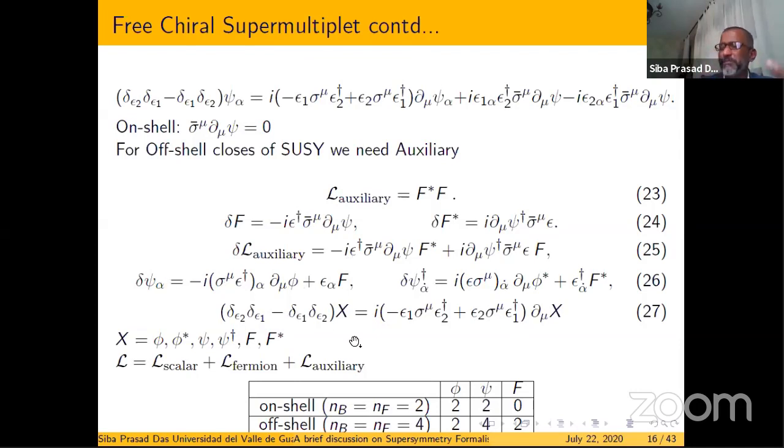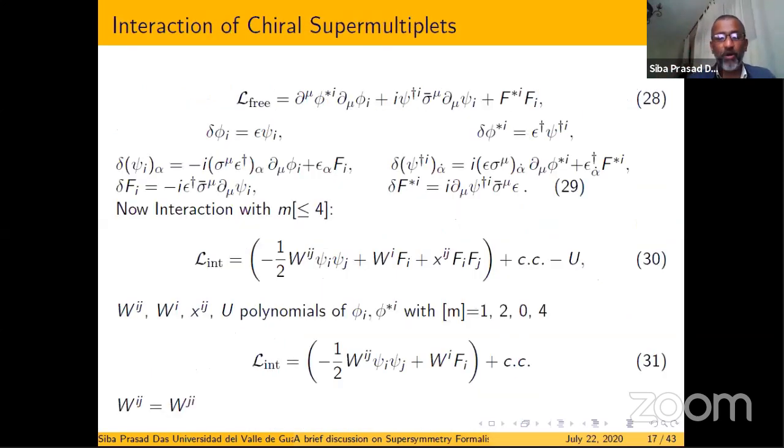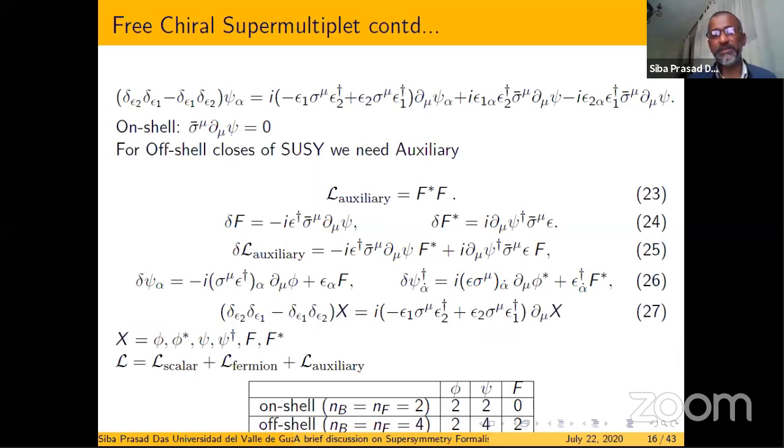Now you make the supersymmetry algebra inclusion of the auxiliary Lagrangian, which is F star F, into the whole Lagrangian, and then you see that my supersymmetry algebra is closed. So the idea of having the off-shell is that I want my supersymmetry algebra to be closed, and I get help from an auxiliary field. The auxiliary field doesn't have any kinetic term. If it had a kinetic term, it would have another problem. And then my scalar, fermion and auxiliary as a whole is supersymmetry invariant.